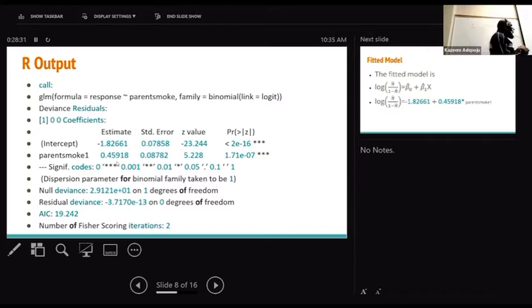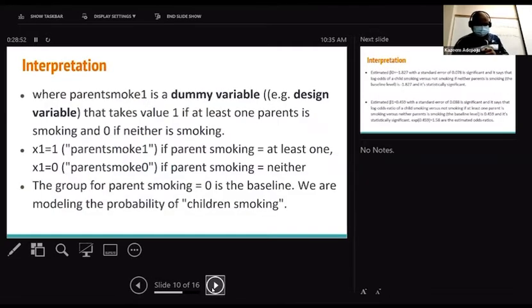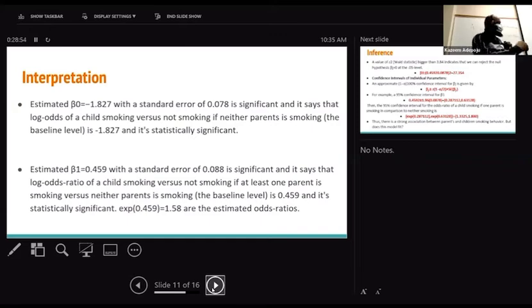0.45918? How can we interpret the 0.45918? Don't forget I told you when you have a logistic regression, the estimates are called log odd estimates. I think you remember that, right? Log odd estimates. Now, do you know we can actually interpret that? This is the interpretation here.